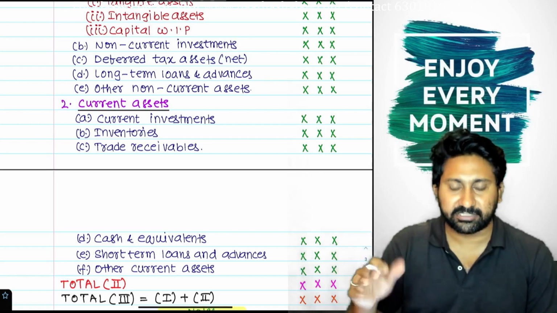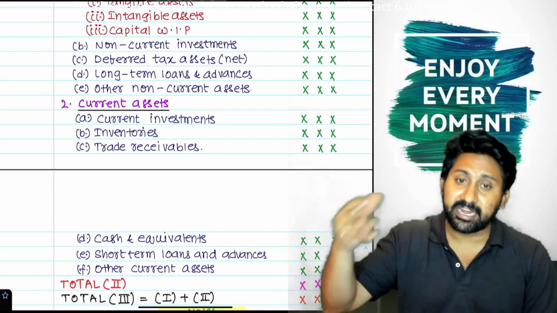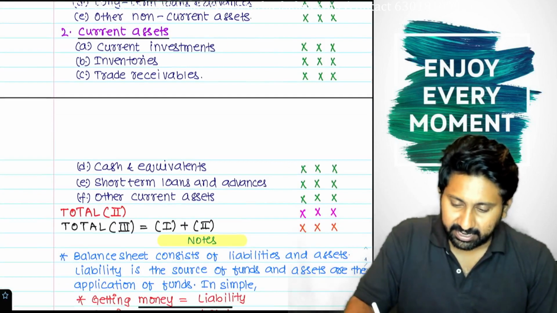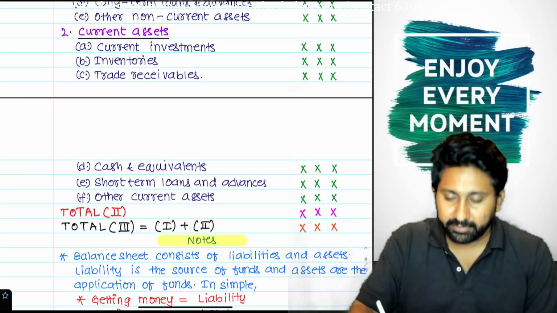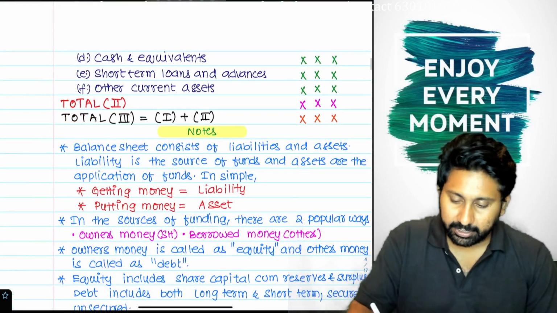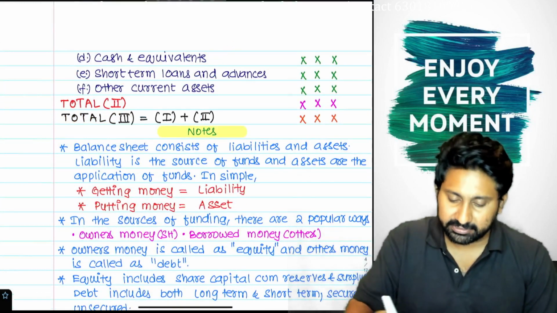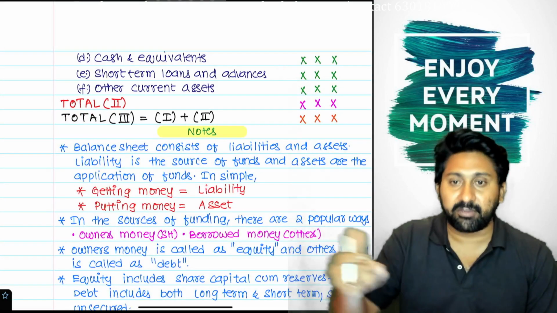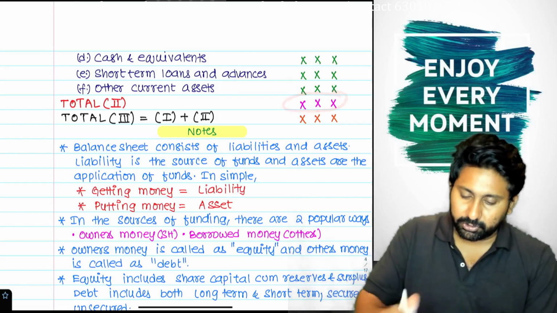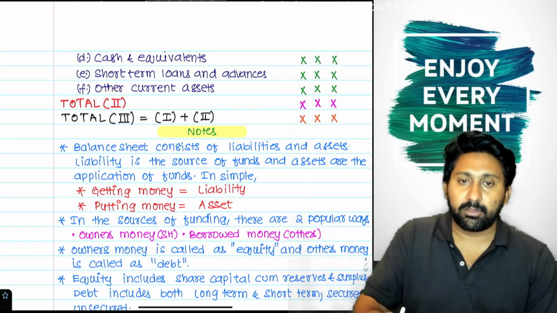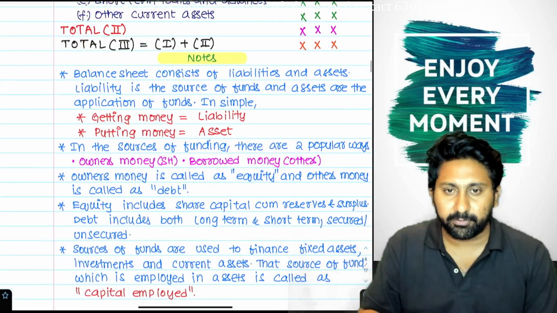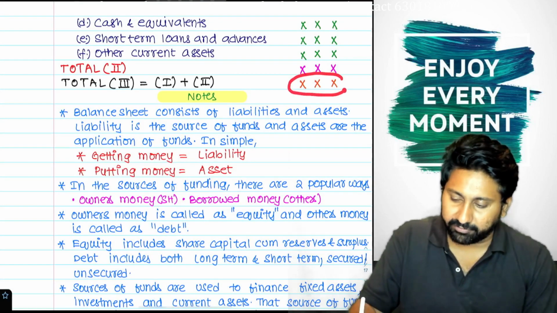Other assets, cash, etc. Any other left-out items are other current assets. Current assets: current investments mean short-term. Inventories, stock. Trade receivables, debtors. Cash and cash equivalents, cash balance and bank balance. Short-term loans and advances we have given. Other current assets. Total 2 will be this one. So total 1 and total 2, if both match, that will be the total amount we write here.